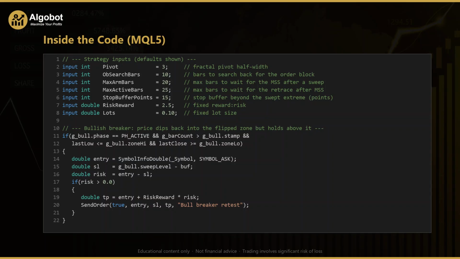StopBufferPoints adds a small cushion beyond the swept extreme, so a marginal wick does not stop you out prematurely. RiskReward sets the target as a multiple of risk, and Lots is the fixed trade size.